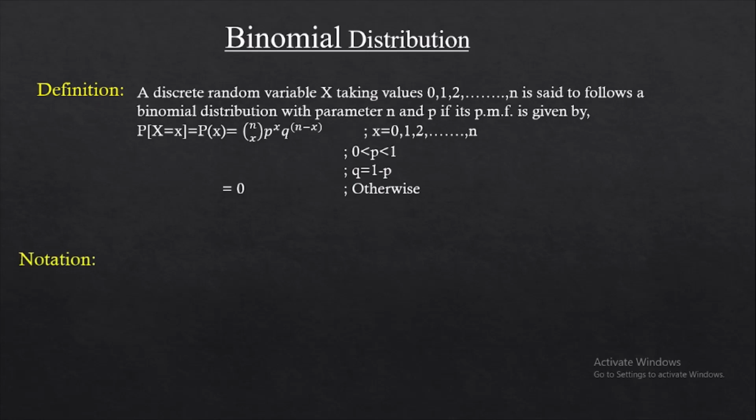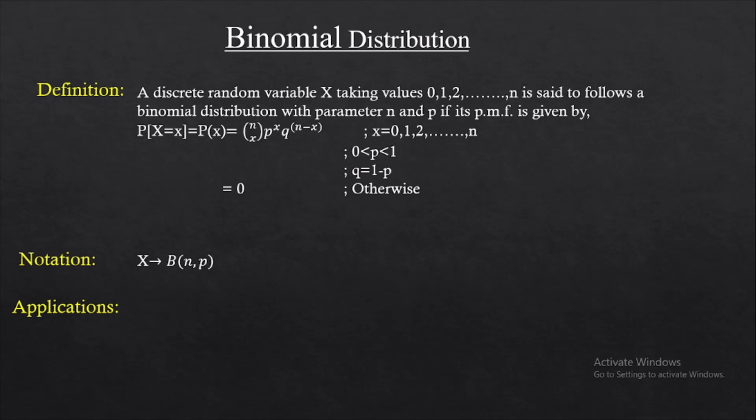Let's see the notation for how to write binomial. X follows B(n, p) is the general notation for binomial distribution. Here the parameters are n and p, so we have two parameters for the binomial distribution.